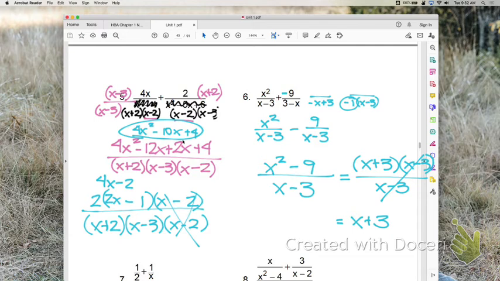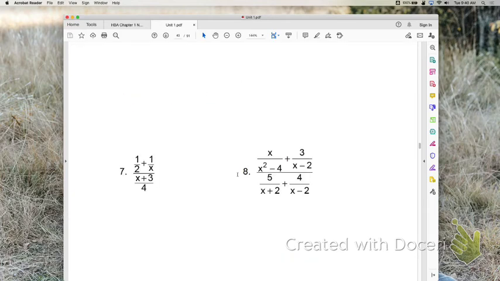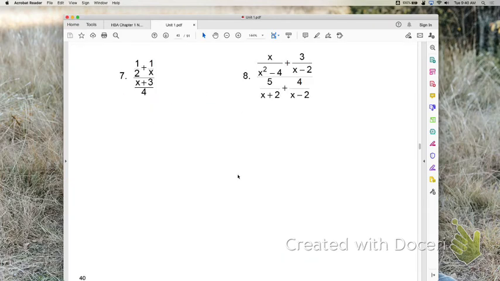Does anyone recall how you were taught to handle complex fractions? Yes. What are we taught to do? You write it out. So I did 1/2 plus 1 over x, and then I did a multiplication sign, and then did 4 over x plus 3. Okay, you can do that. That would work on 7. That would not work on 8.